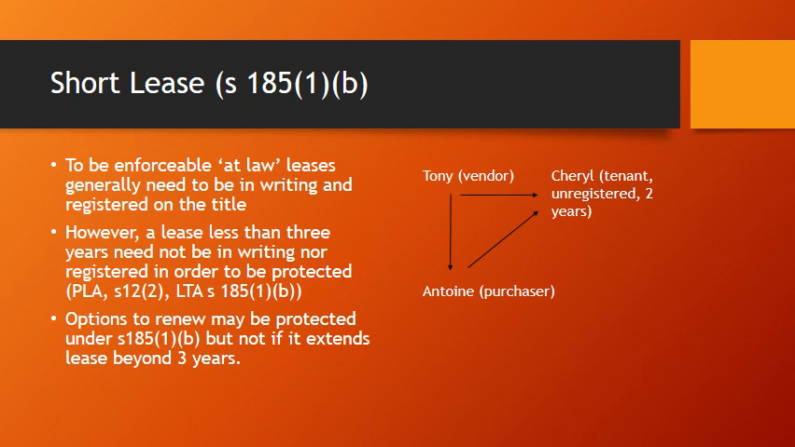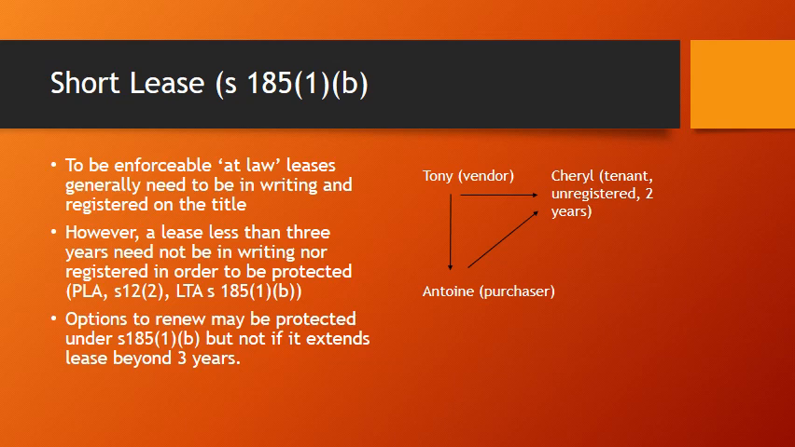So, in our example on the right-hand side, I've got Tony, and Tony has a tenant, and her name is Cheryl. She's got a lease which is less than 3 years. It's unregistered, in the sense that she hasn't been included on Tony's title in a formal registered sense. Then Tony sells to Antoine. The question is, can Antoine kick out Cheryl?